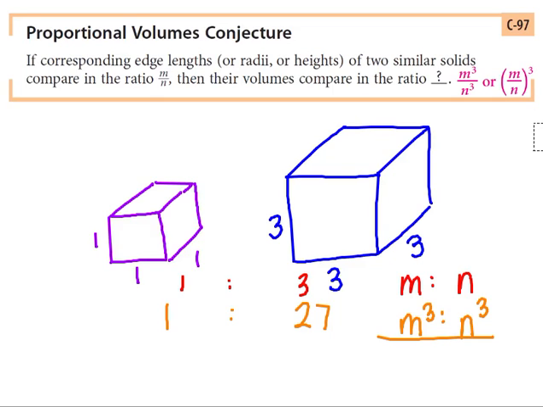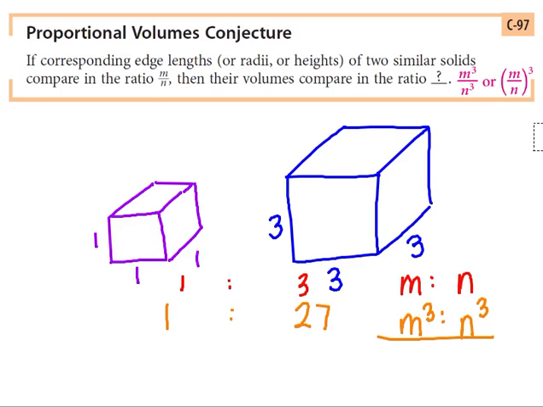Or we can write that as m divided by n, that quantity, to the third power. Those two are equivalent expressions. So remember that: if the sides are in a specific proportion, the volumes will be in that same specific proportion.